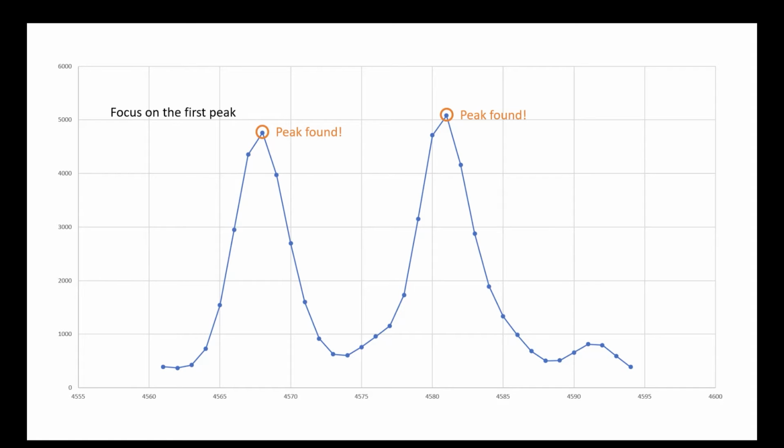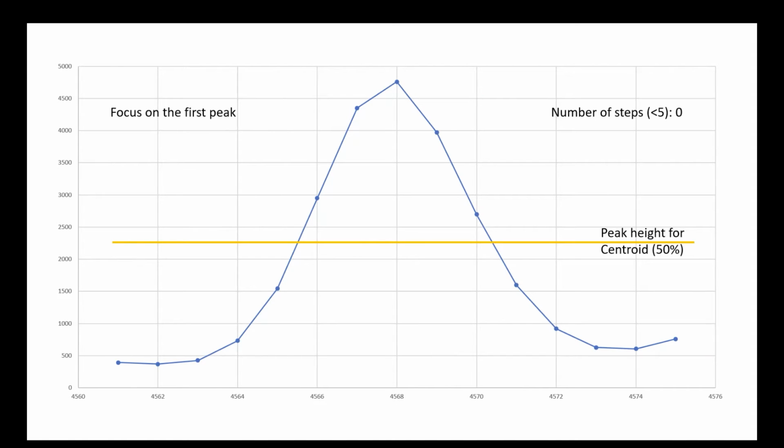The 2 remaining MS processing parameters are now used to find the start and end of the peak. First, the peak height for centroid value is applied. In this case, we've selected 50%. Next, we note the max steps from peak apex value. In this case, it is set to 5.